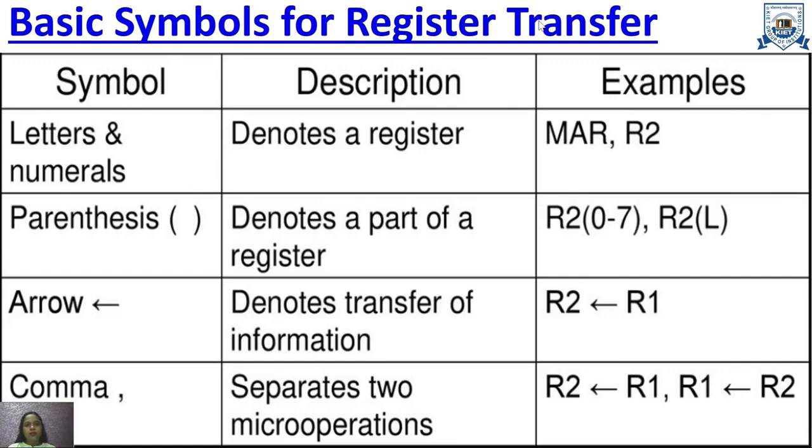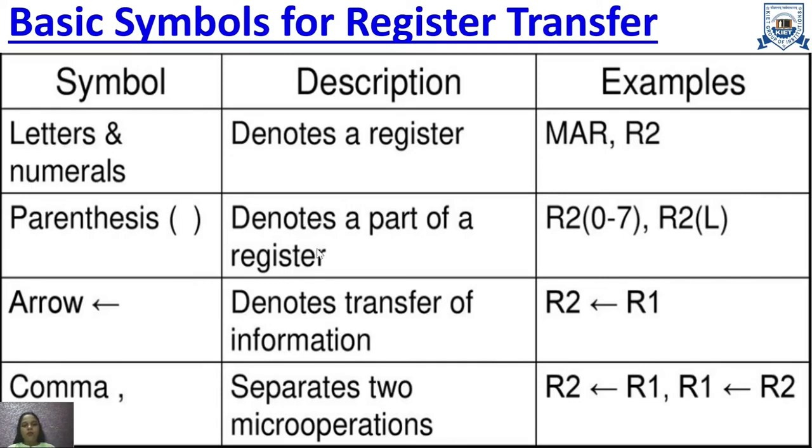Next are the basic symbols for register transfer. These are some of the symbols, their description and examples. To denote a register, we write the symbol as letters or numerals. Letters will be capital. For example, this is MAR, the memory address register, and this is processor register R2. If we need to denote a part of a register, for example the program counter is 16 bit, it is divided into two parts, PCH for higher bits and PCL for lower bits.